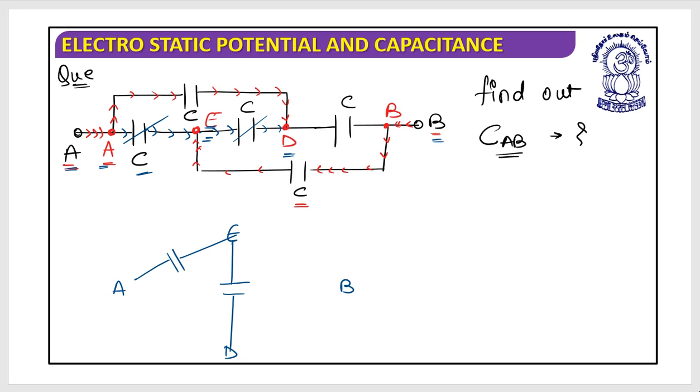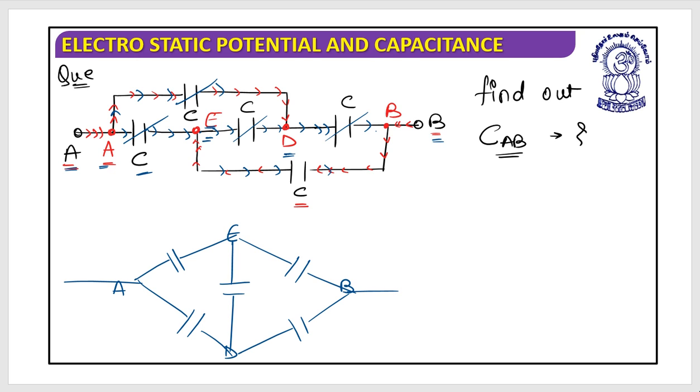Next, from A to D on this path, having one capacitor. So this is A to D. Next is D to B, having one capacitor. This is D to B, having one capacitor. And one more from E to B, having one capacitor. So it should look like this. I hope these things are clear too.